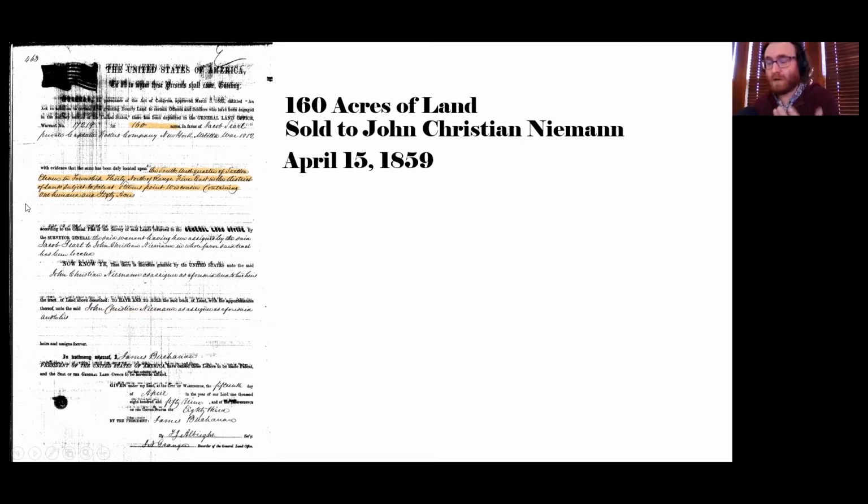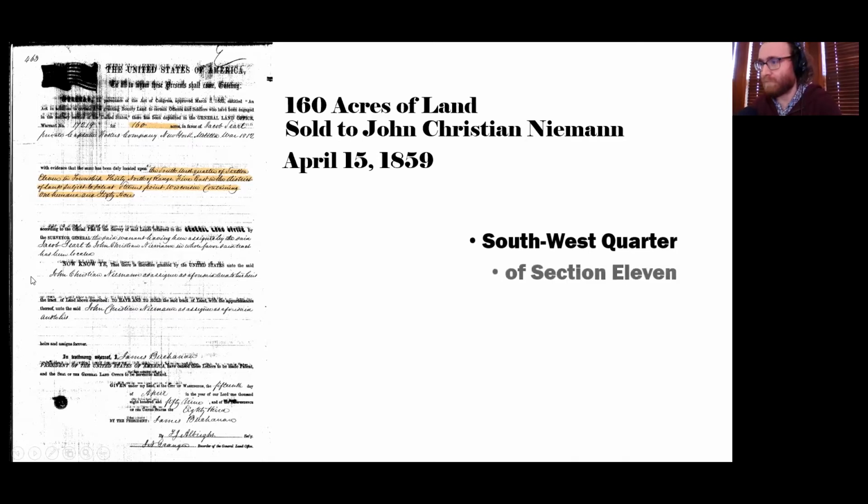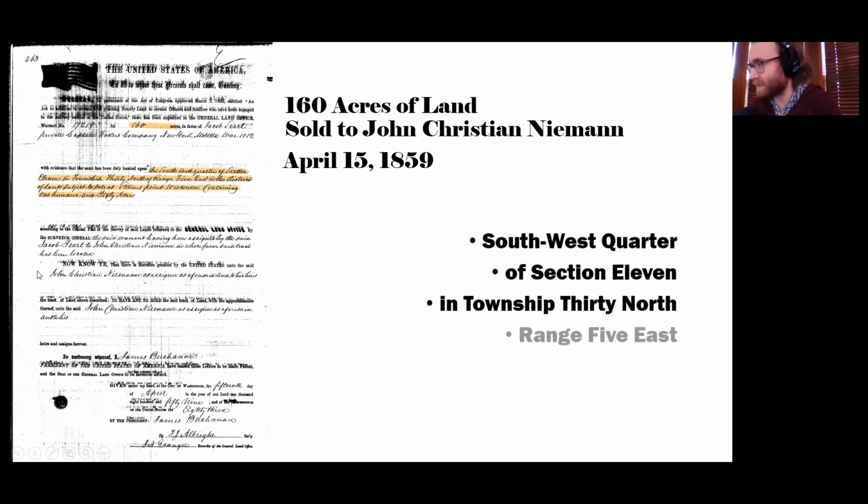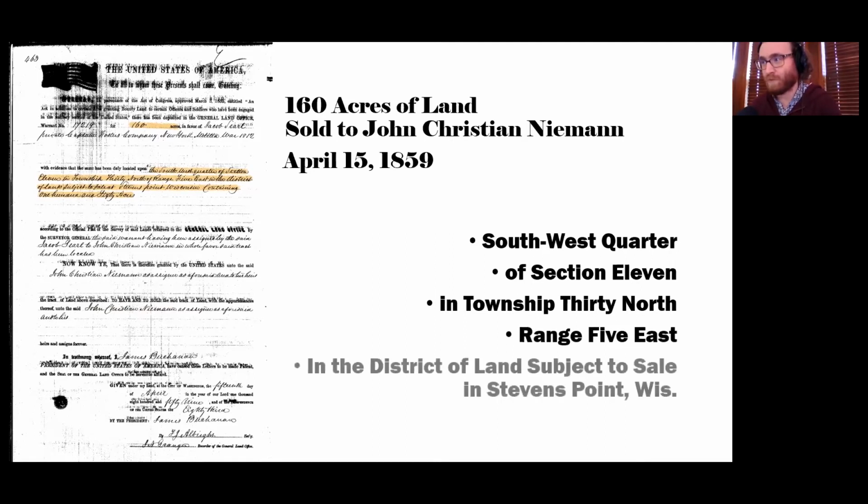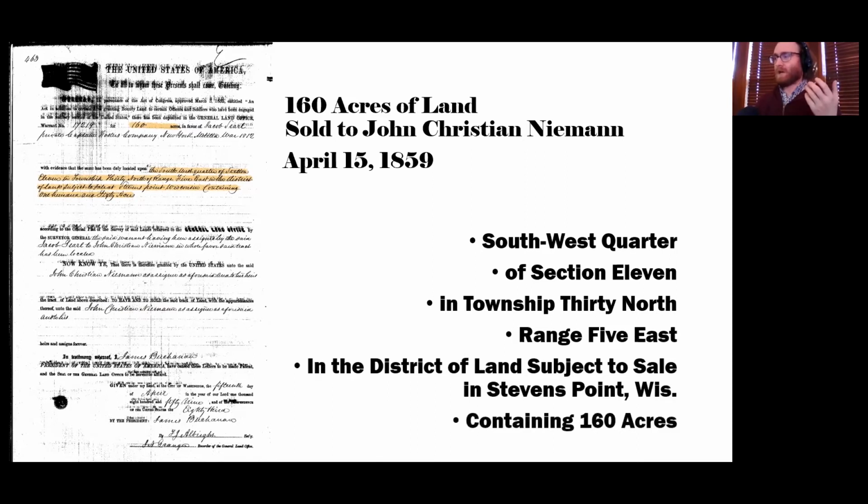So the description here, and this is the legal description of the land that he bought, is the southwest quarter of Section 11 in Township 30 north of Range 5 East in the District of Lands subject to sale at Stevens Point, Wisconsin, containing 160 acres. Which is a lot. So let's parse that out. What does that actually mean?